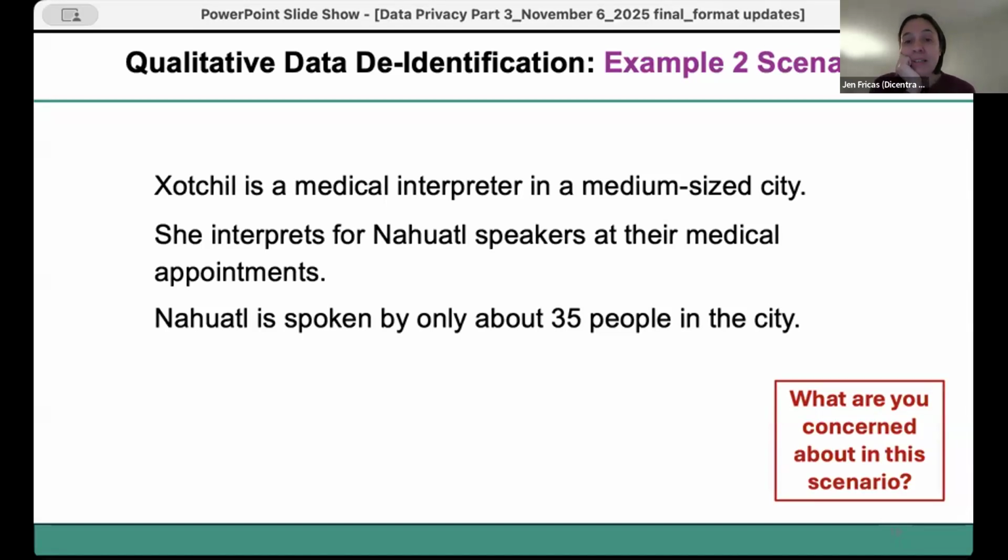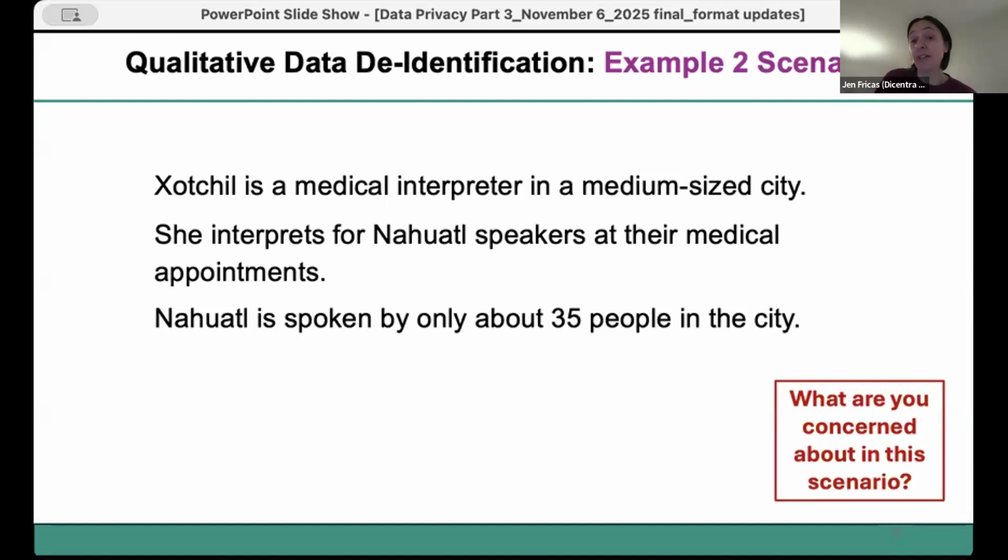I'm expecting probably some of you have this sort of scenario, where you're dealing with language groups that don't have a lot of speakers, even in the Seattle area or in Western Washington. Any questions or concerns about Xochitl's privacy? People are feeling quiet today.